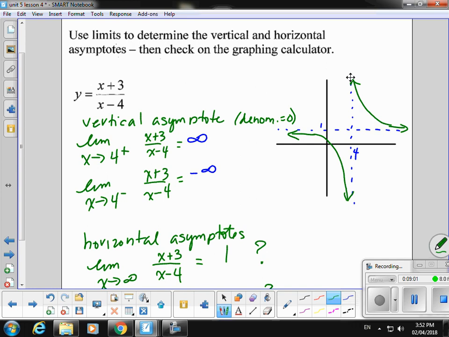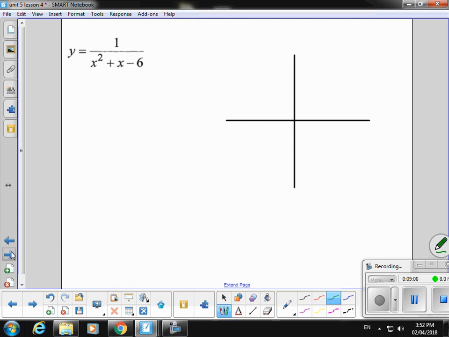All right, let's look at another one, see if we can get a little further. y equals 1 over x squared plus x minus 6, which I could rewrite with my amazing factoring skills as x plus 3 times x minus 2. Okay. So I want to look, oh, this could take a while, at vertical asymptotes.